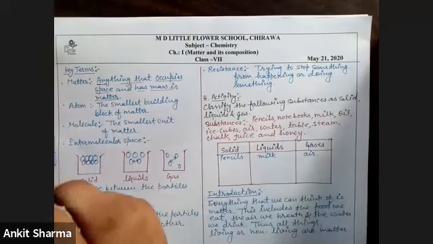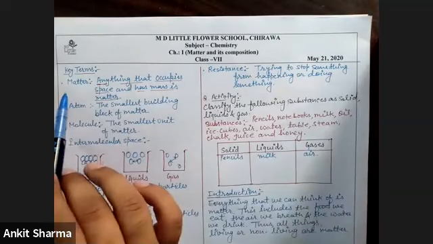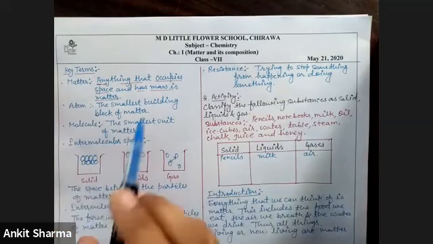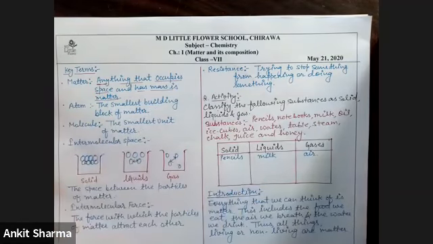Now, first is key terms. The first word is matter. So what is matter? Anything that occupies space and has mass is matter. Then atom. What is atom? The smallest building block of matter is atom. Then molecule. The smallest unit of matter is molecule.